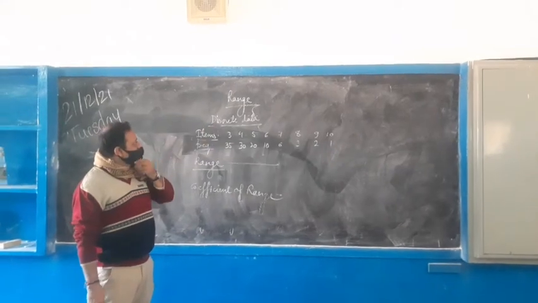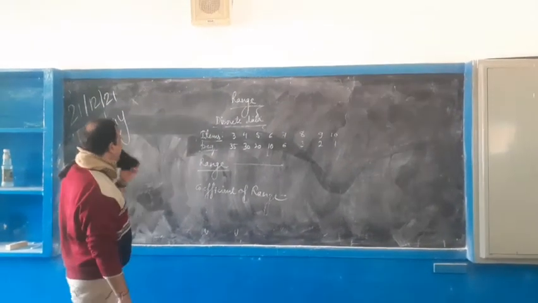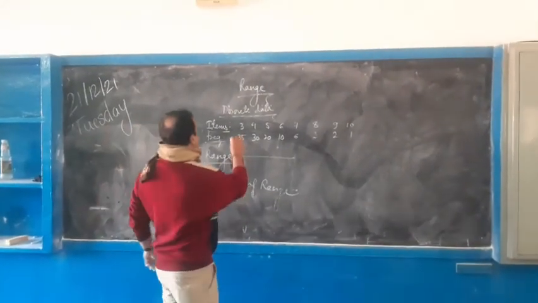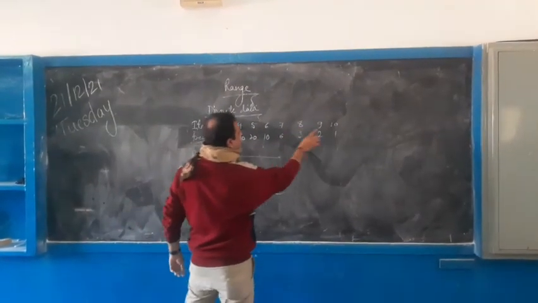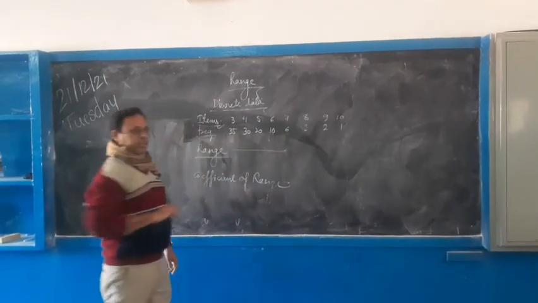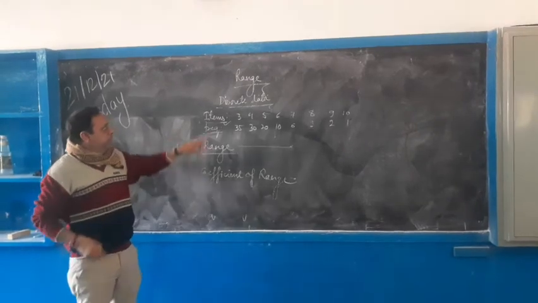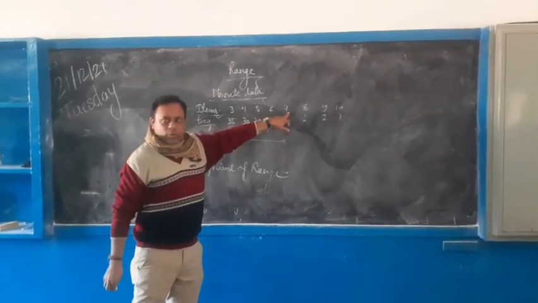Today we will study about the discrete data. We will calculate the range in discrete data. Here are the items 3, 4, 5, 6, 7, 8, 9, 10 and the frequencies are given. Remember, when we take the data, discrete data, we have to select these values.